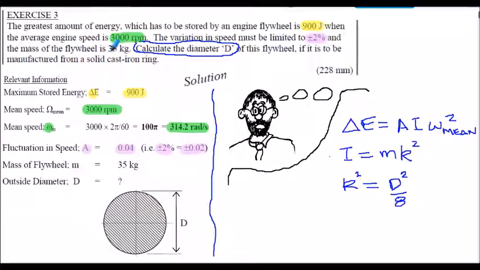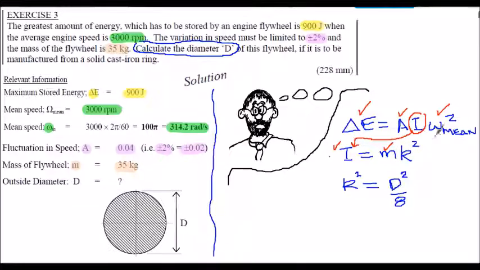And the mass of the flywheel is 35 kilograms, so M is 35 kilograms. We now have to think what equations we need to help us solve this problem. I think the equation delta E equals k I omega mean squared is useful here. We know what the change in energy is, we're given it in the question, we know what k is, we've calculated that in the question. So then we know the I in this equation. We've got the mass given in the question.